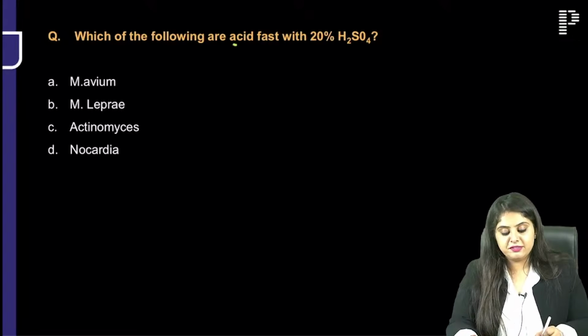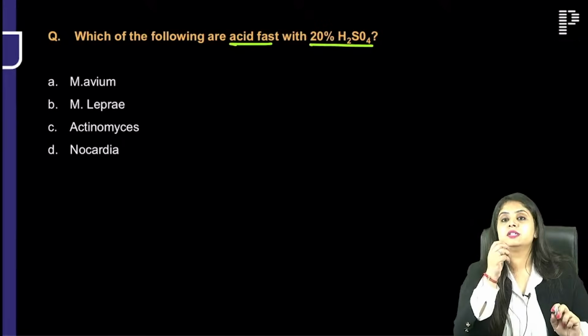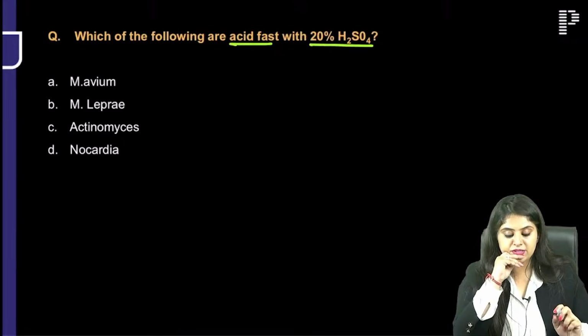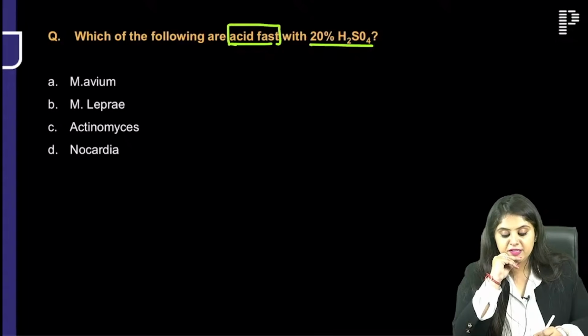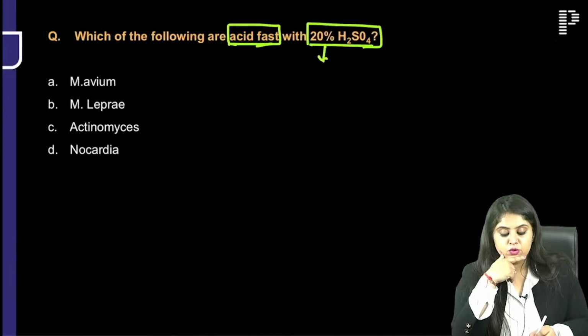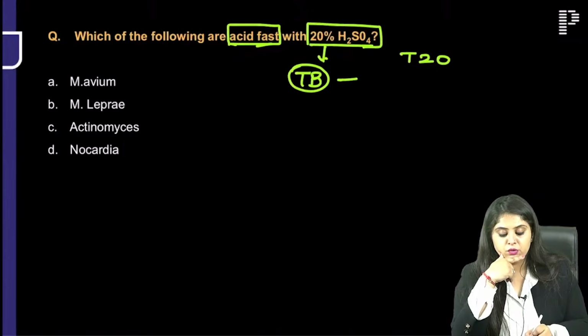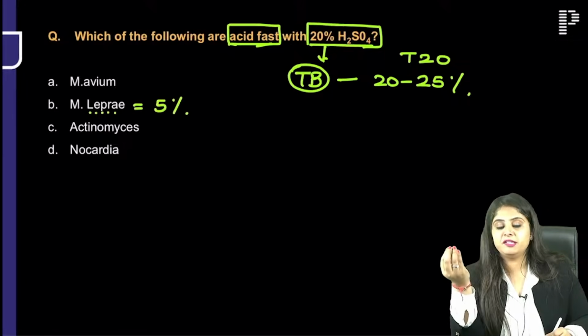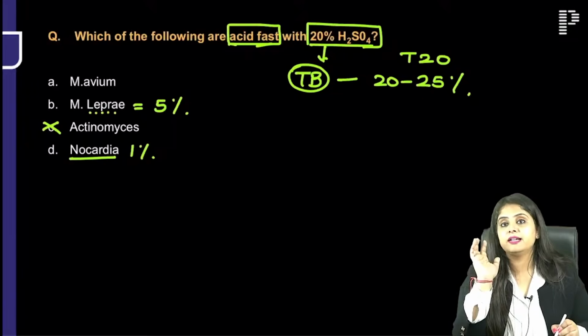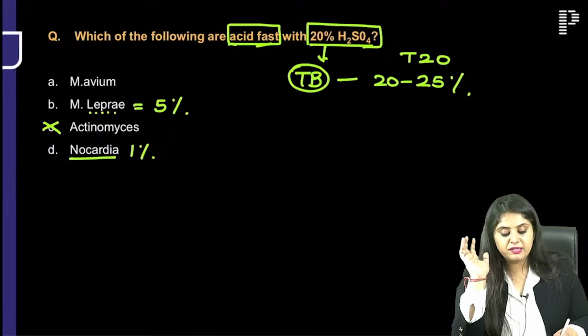Which of the following are acid fast with 20% H2SO4? So you said, ma'am, you had taught us T20. Anything to do with TB was going to be 20 to 25%. Baki sab, lepra had 5 alphabets. So for lepra you said 5%. Nocardia, legionella you said 1%. Actinomyces to padha hi nahi tha, that is not acid fast. So 20% is fitting with this.